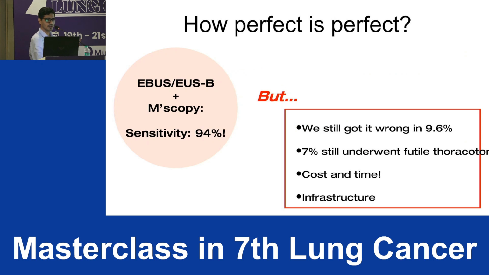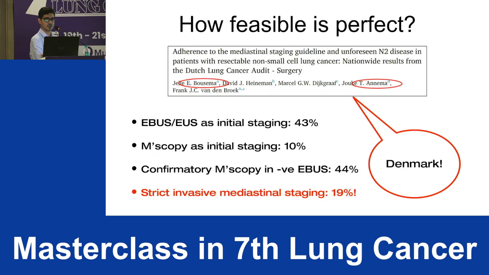Now, whatever we have seen so far, if EBUS is negative and you do mediastinoscopy, obviously sensitivity is going to improve. But still, even after all this, unforeseen N2 is found in around 5 to 7% of cases, and there are still a few unnecessary thoracotomies. So what is your cutoff? How perfect do you need to be?